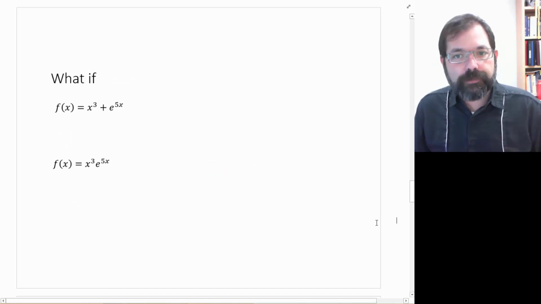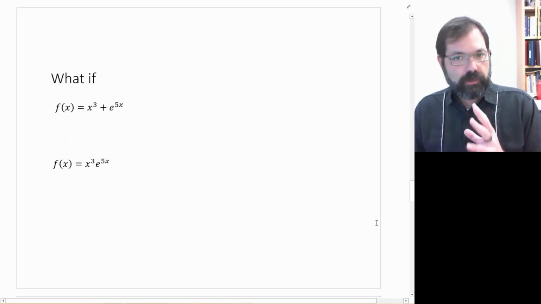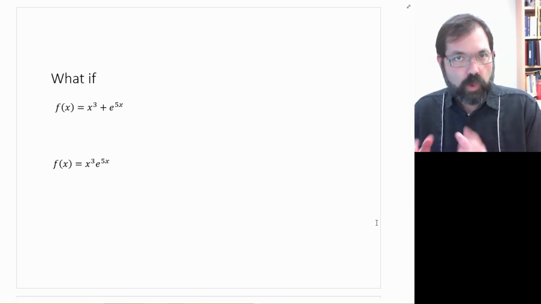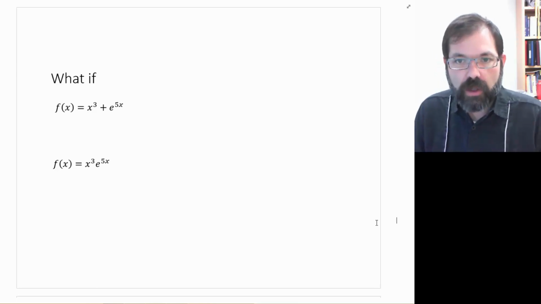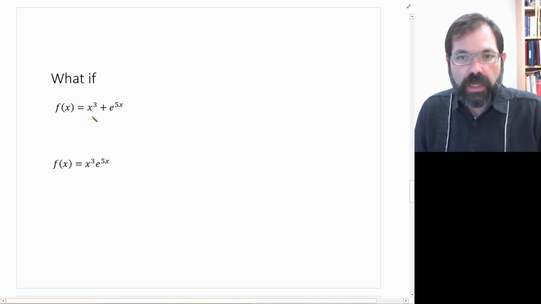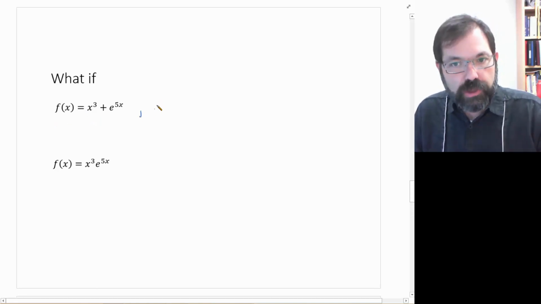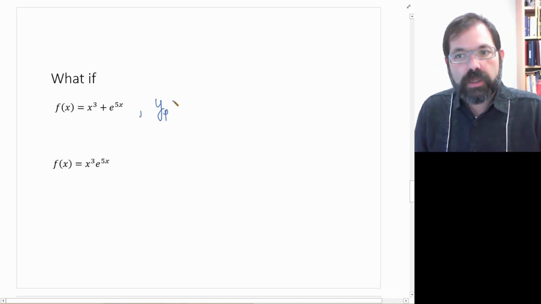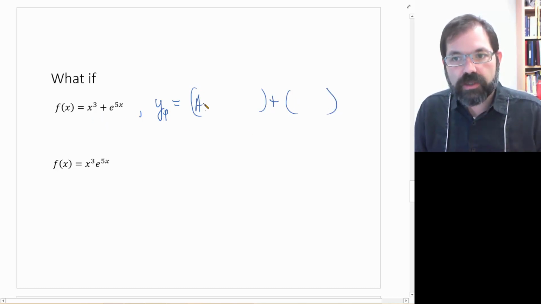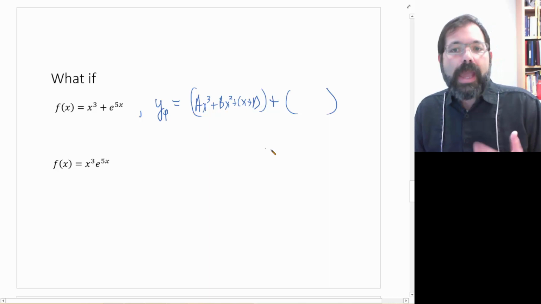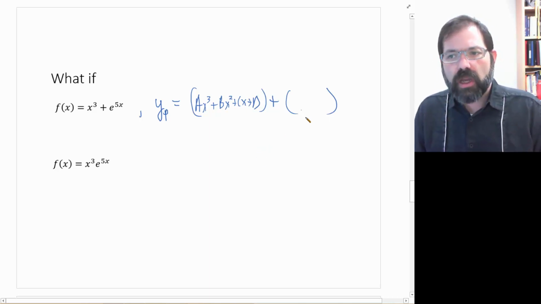All right, and if our function has a sum of those pieces, a polynomial plus an exponential like we see here. So here I've got the function is x cubed plus e to the 3x. My assumed y sub p is a sum of those two pieces. So for the x cubed, I would assume an ax cubed plus bx squared plus cx plus d. And then for the e to the 5x, a lot of students will want to do this, a e to the 5x.